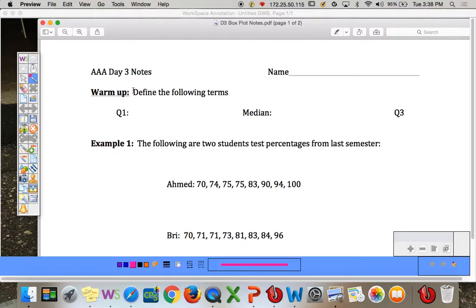Q1 means the first quartile, or quartile 1. And it is the middle of the first half of data.